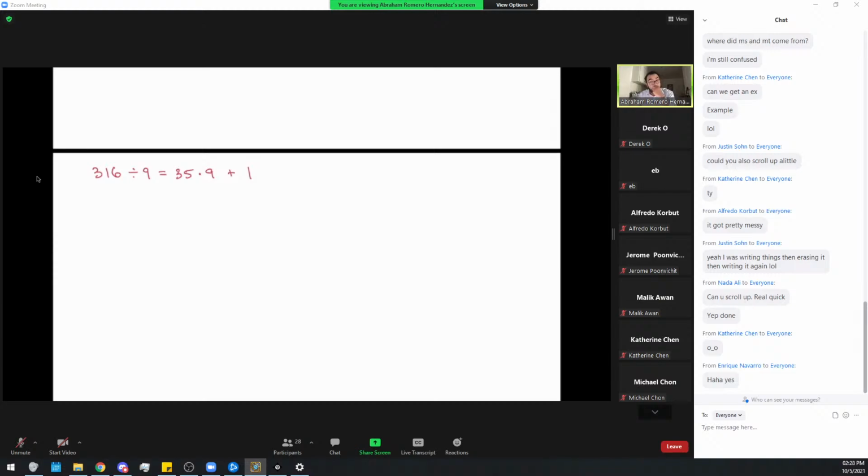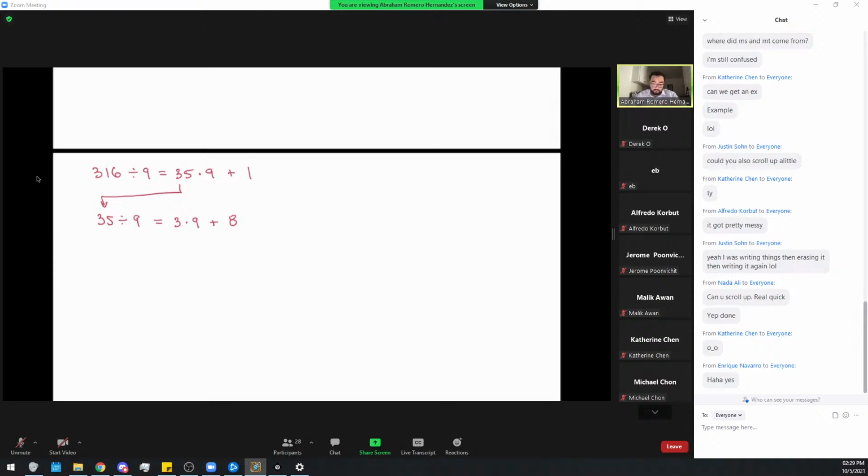What do we do next? Well, you take the quotient, which is 35, and you divide it by 9 again. We get 3 times 9 plus a remainder. Because 9 times 3 is 27, and 27 is the closest to 35. Wait, you don't get a remainder of 1. You get a remainder of 8, because 35 minus 27 is 8.